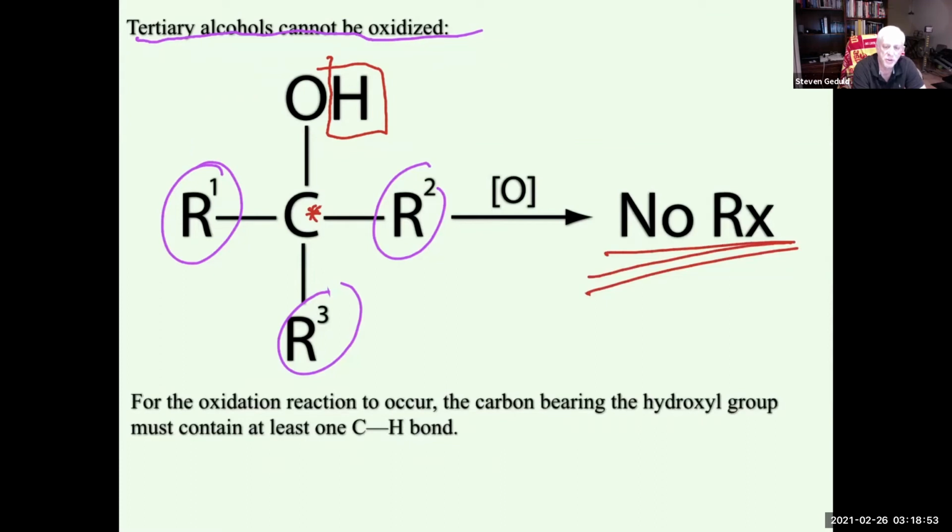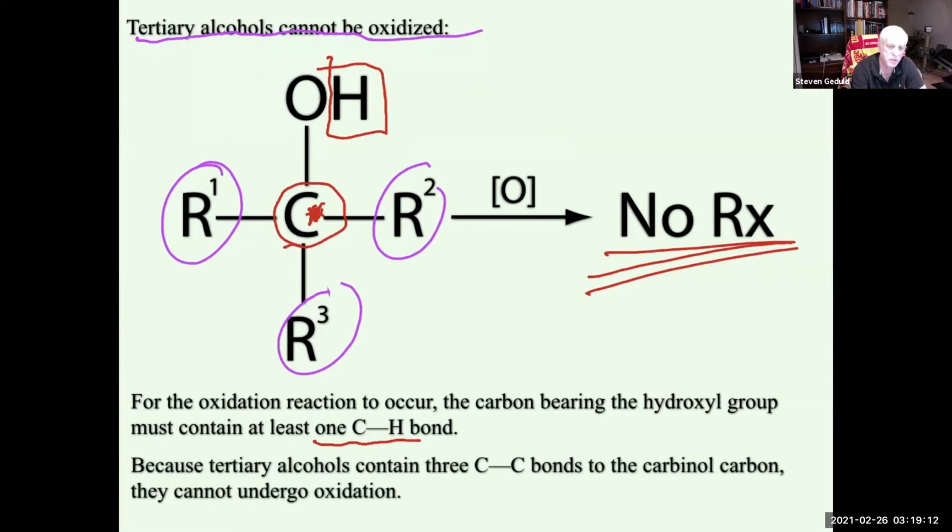For the oxidation reaction to occur, the carbon bearing the hydroxyl group, this carbon right here, must contain at least one carbon-hydrogen bond. This carbon has to have a hydrogen attached. If not, it's not going to happen. There's going to be no oxidation, because you can't create a hydrogen where there isn't one.